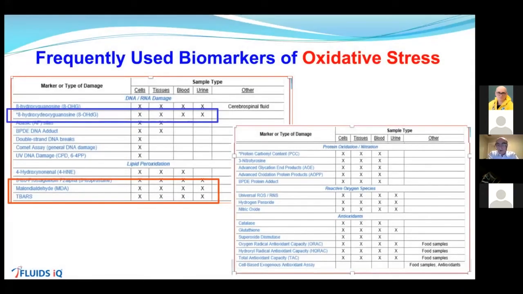And so there are a whole number of biomarkers that are used for oxidative stress, and the one that we have decided to use for a whole number of reasons is 8-hydroxydeoxyguanosine, known lovingly as 8-OHdG. It's been known for quite a few years, and it works as a very stable biomarker in cells and tissues, in blood, in urine, etc.